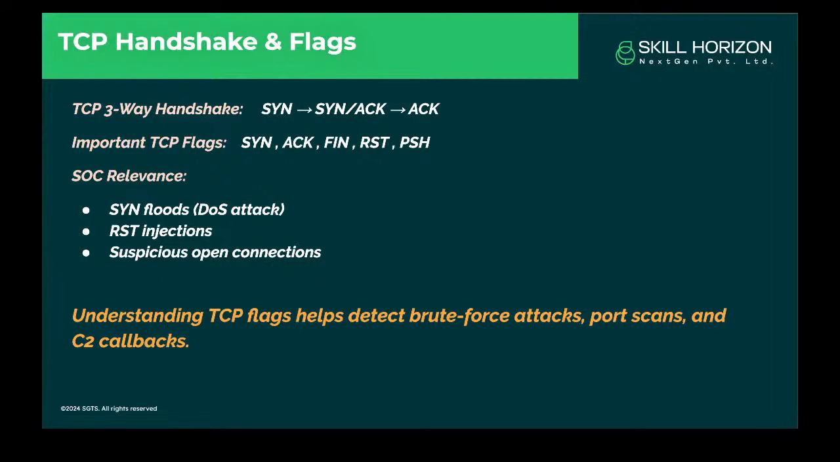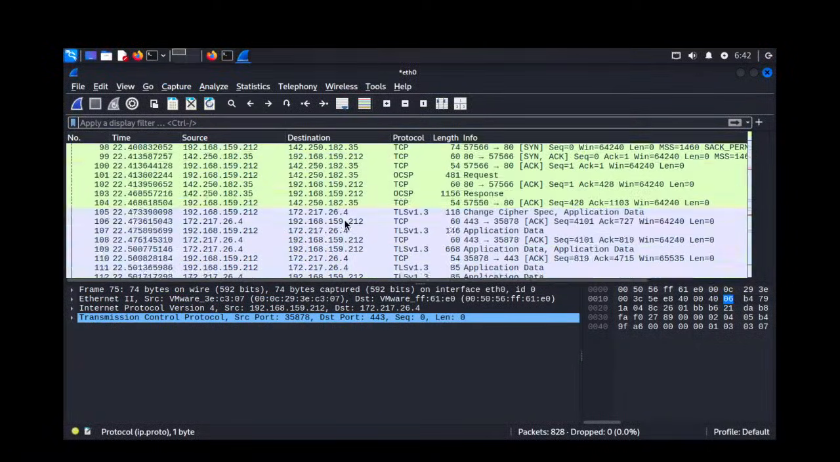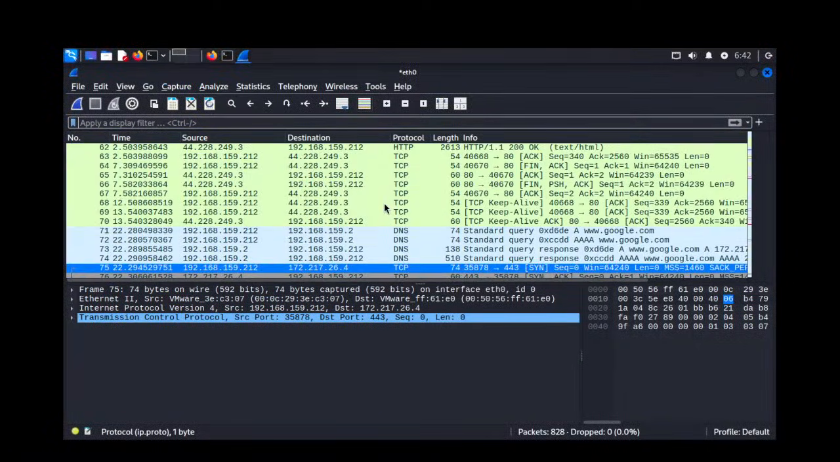So if you understand those TCP flags, that also helps you detect some brute force activity, port scans, or C2 callbacks. Now, suppose you are identifying some suspicious traffic. What you particularly need to observe in the captured Wireshark packets is a high number of DNS requests. Like in my traffic from Wireshark, you are seeing some DNS traffic. These are the DNS packets.